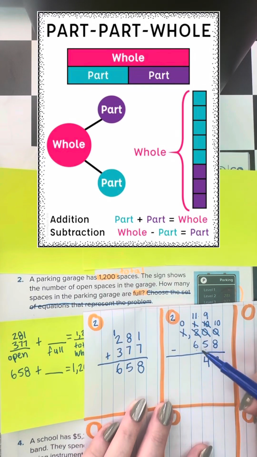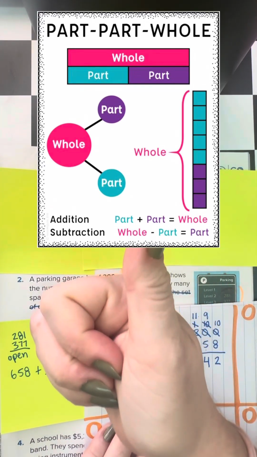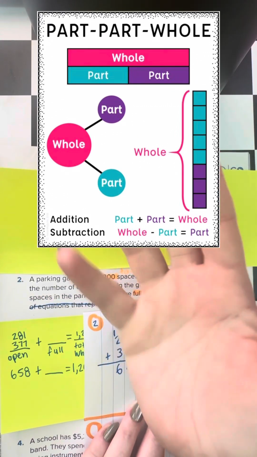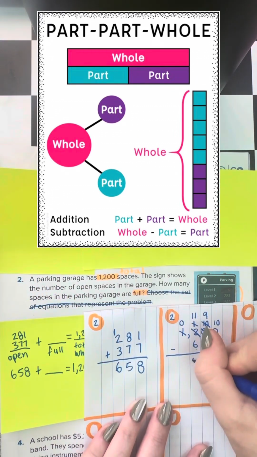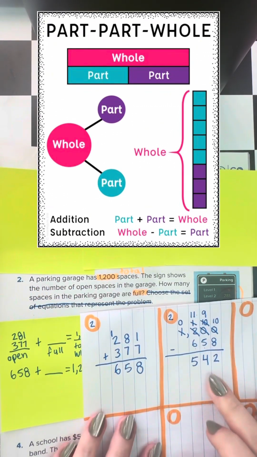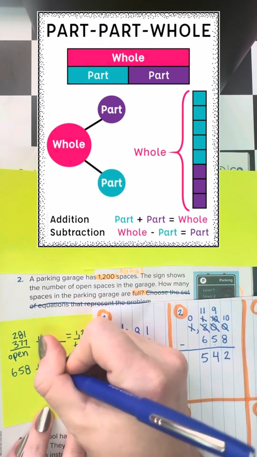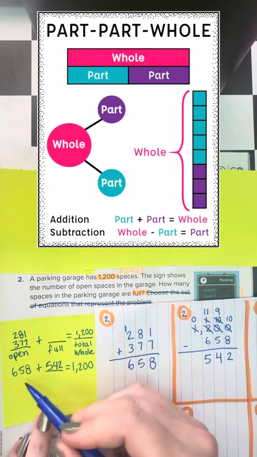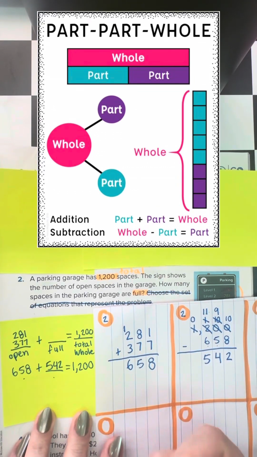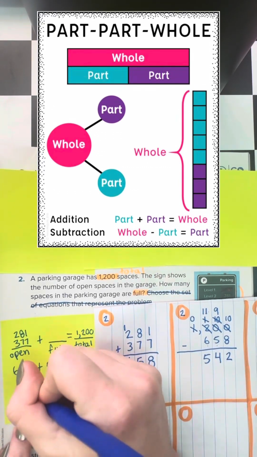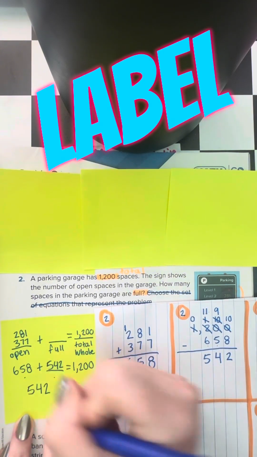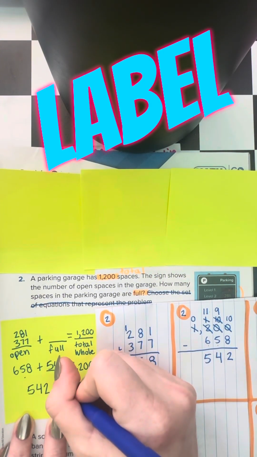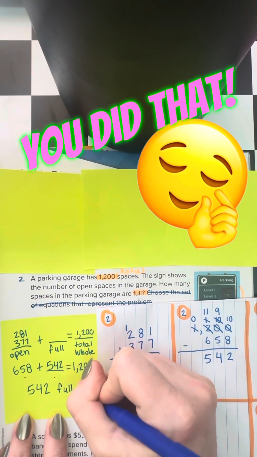In this case, I'm going to go ahead and punch 6 and count up to 11 to see how much it takes. 6, 7, 8, 9, 10, 11. It took 5 fingers. All right, so now this represents the number of spots that are full. So I can put it in my equation. I can always double check my work by adding these two numbers together. But also when I write down my answer, I need to make sure I label my answer. 542 full spots, or you could say spots full.